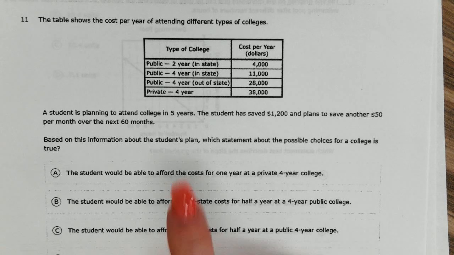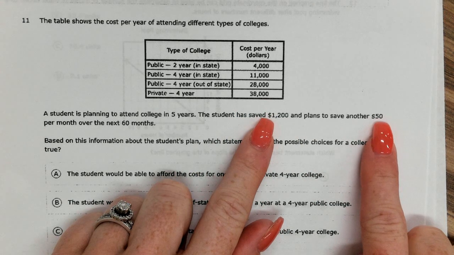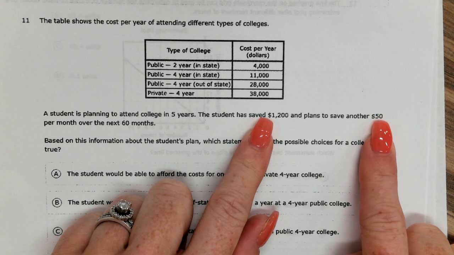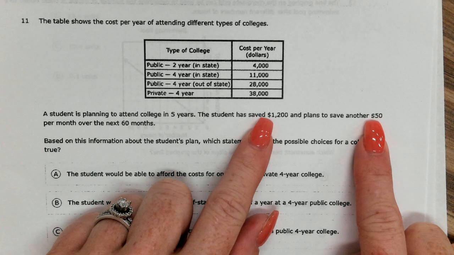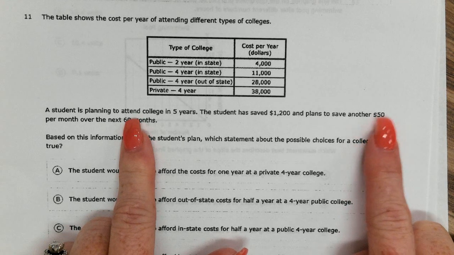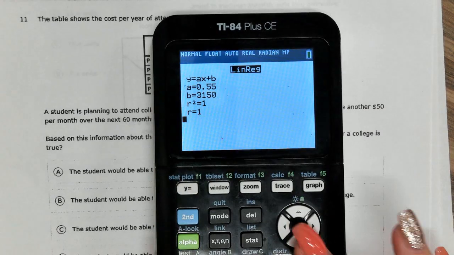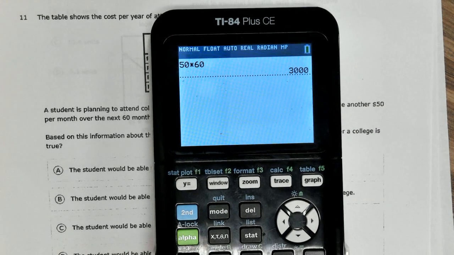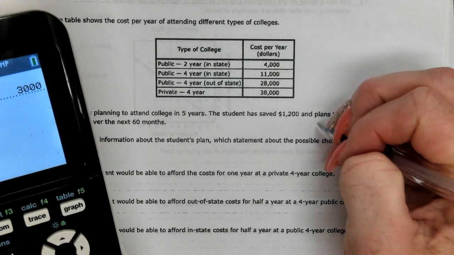A student is planning on saving for 5 years. They've already saved $1,200. How much are they planning to save per month? I'm pointing to it, but y'all can't answer me. $50 per month for how many months? Can I go do some calculating to see how much that is? How would I do that? If they're saving 50 per month for 60 months, what would I do? Multiply it. So let's go do it. 50 times 60. That's how much money they will have saved in 60 months, yes? So in 60 months, they've saved $3,000.